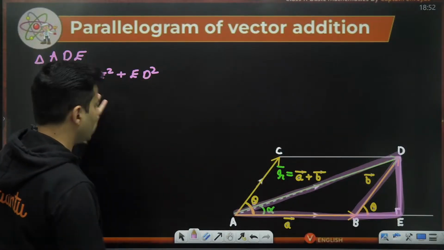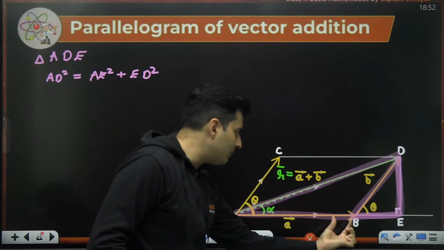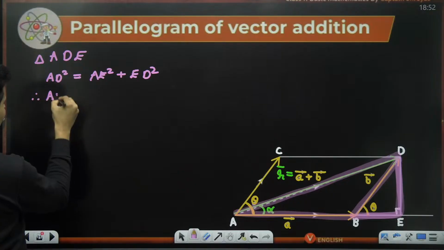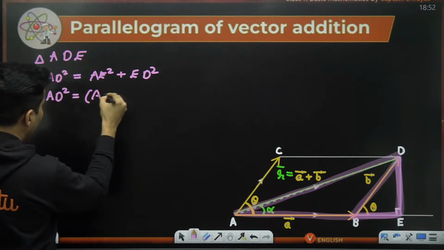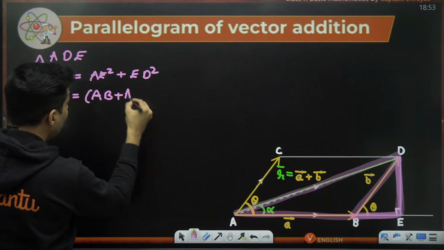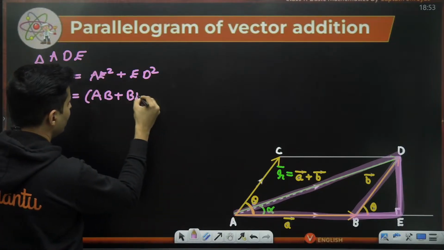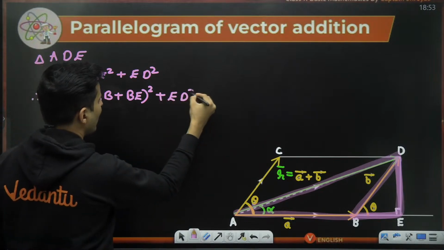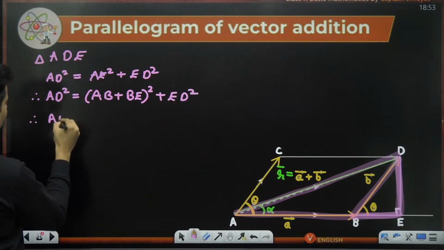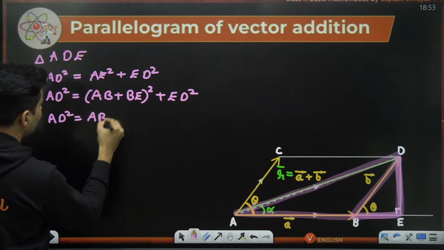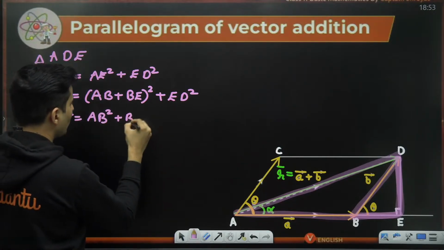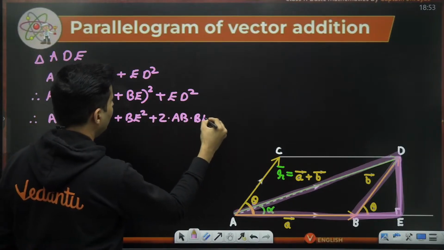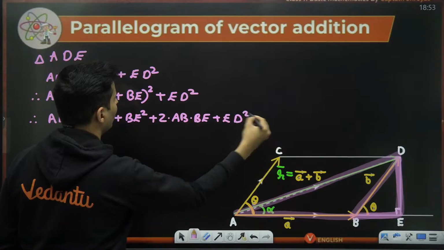Now, what is AE? AE is nothing but AB length plus BE length. So therefore, AD square will be (AB plus BE) square plus ED square. So I just split AE into AB plus BE, squared, plus ED square. Okay. Now expand this. So AD square will be AB square over here, plus BE square over here, plus 2 times AB into BE, plus ED square over here.